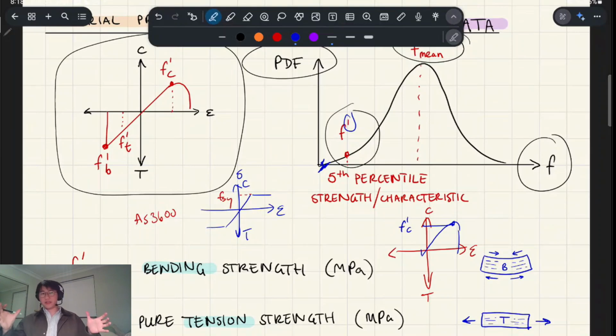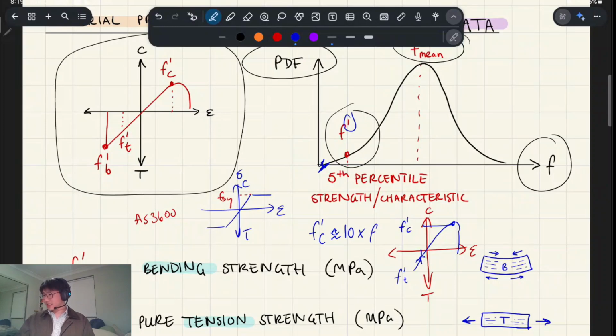Concrete has a bit of variability, just like how timber has variability. Steel is much less of a consideration, but still a consideration. Whereas the tensile strength of concrete, let's just call it FT, is about 10 times worse, right? So FC is roughly 10 times how strong FT is. That's for concrete.